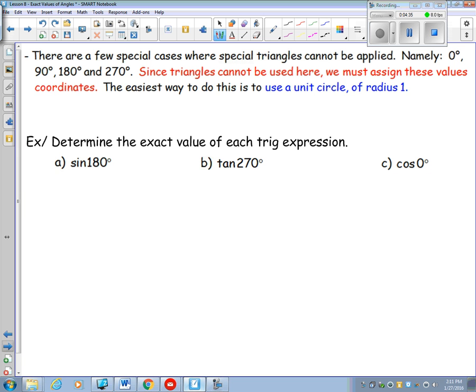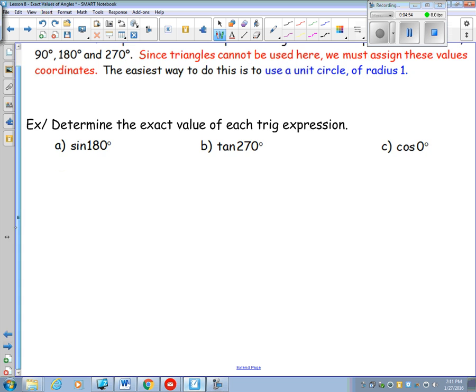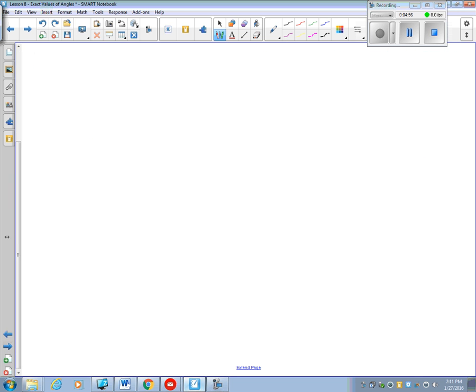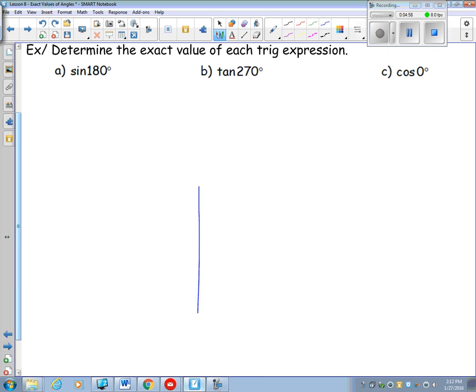Hey, our last idea. We got a couple special cases where SOHCAHTOA wouldn't work. The whole idea of these is to deal with the ones where SOHCAHTOA won't work. The ones that don't work are ones that land on the axes, on the 0, the 90, the 180, the 270, because you can't really draw a triangle. If I look at the first one here, sine of 180, just to draw it out, 180 would be right here. Well, how can you draw a triangle when you're on the line already, right? So we've got a problem here.